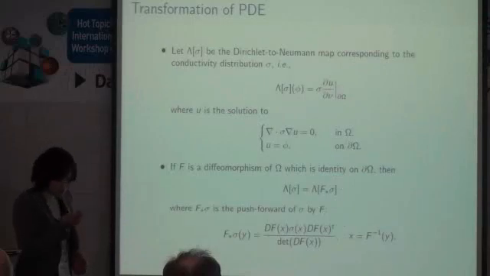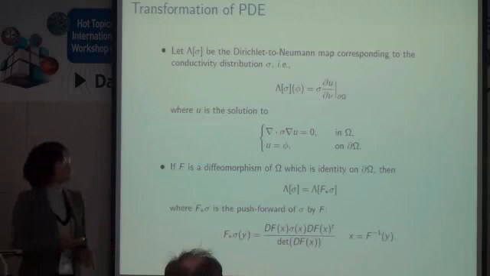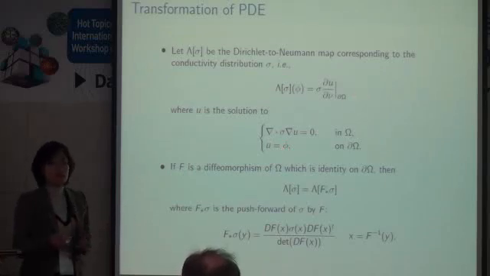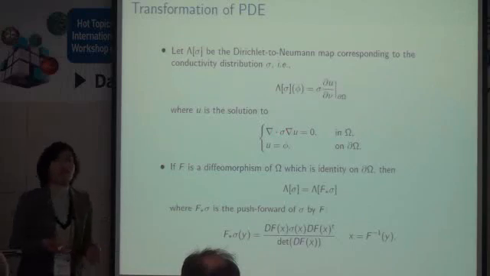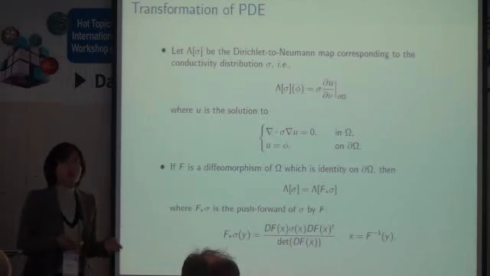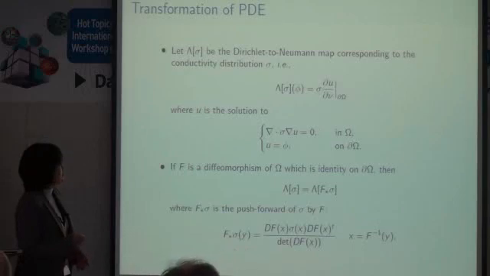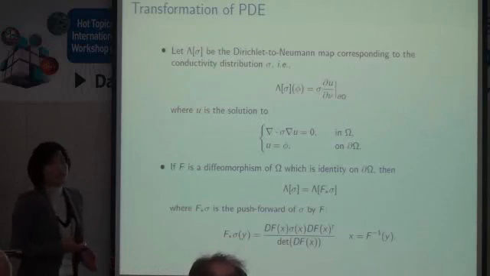Here the governing equation is the conductivity equation, where sigma is the conductivity profile, and the measurement is the Dirichlet to Neumann map, that means we have the voltage and current on the boundary. Then can we reconstruct the sigma? It is the imaging problem: from the measurement to get the sigma. But that question is not well posed.